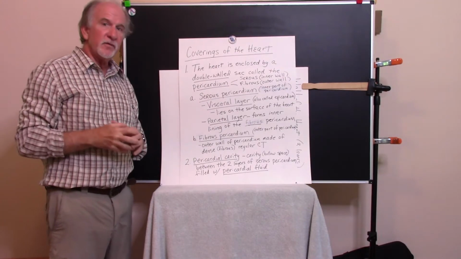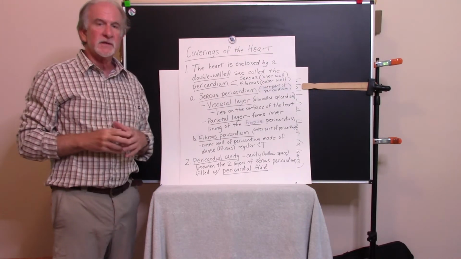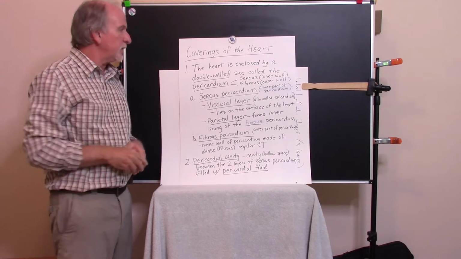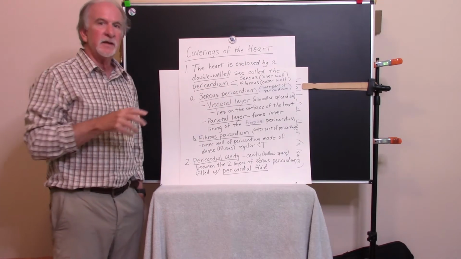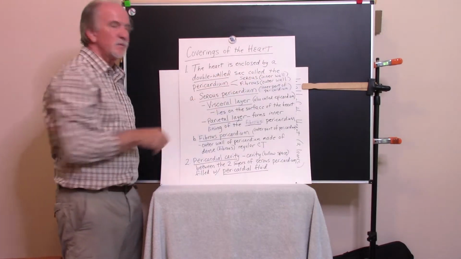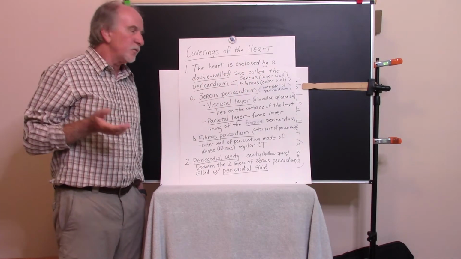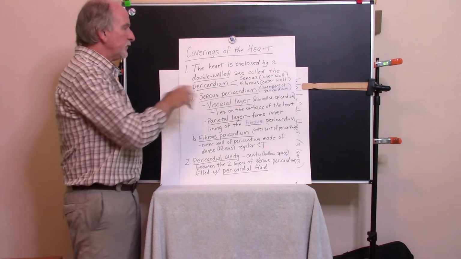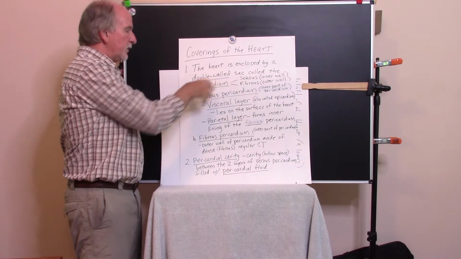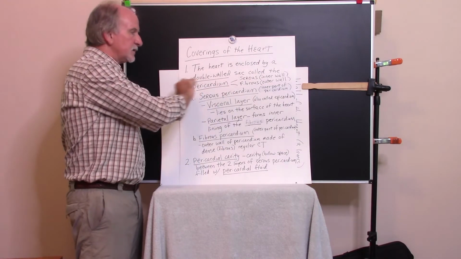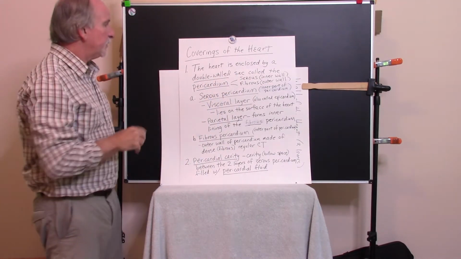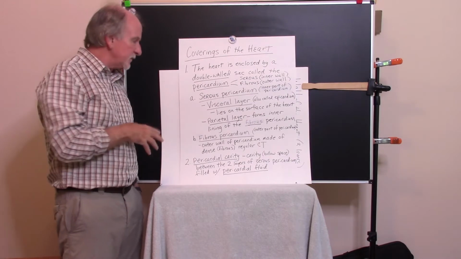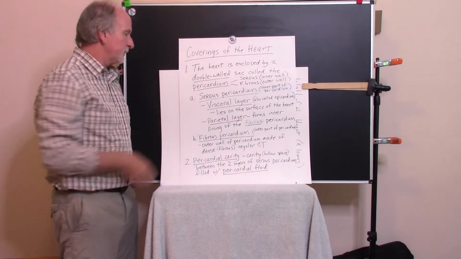The heart is covered by a double-walled sac known as the pericardium. And the pericardium consists of an inner wall called the serous pericardium and an outer wall called the fibrous pericardium. So we'll look first at the inner portion of the pericardium known as the serous pericardium. And we'll find that the serous pericardium consists of two layers, a visceral layer and a parietal layer.